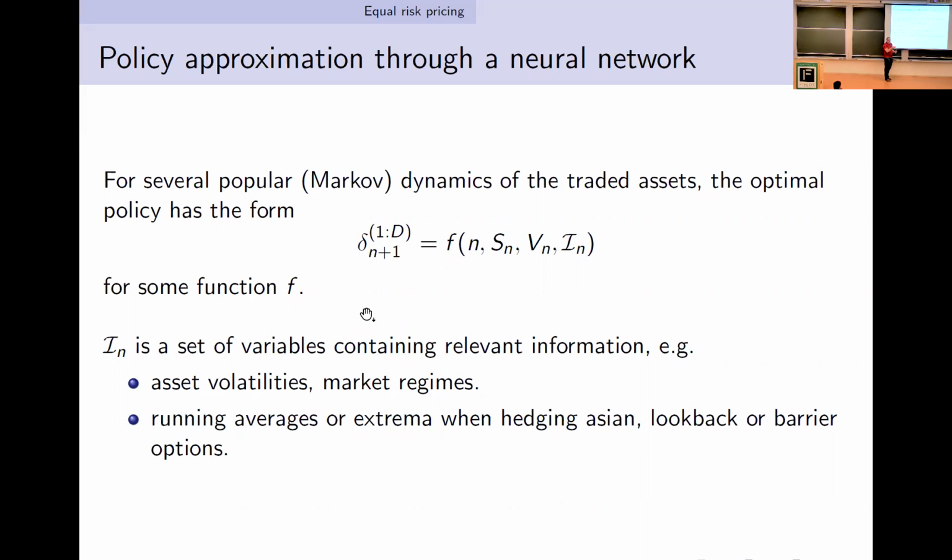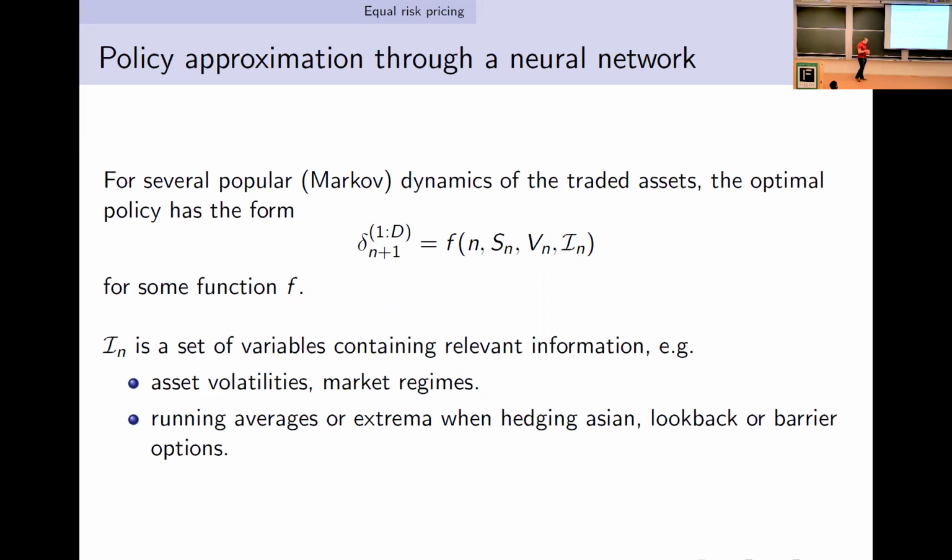Vn here is the current portfolio value. So if you've accumulated a lot of hedging gains, you might not behave the same way as if you're in a shortfall, let's say. And finally, In here is a set of other information. It can be market volatilities for the various assets, or for example the random variable Z, which includes running average or running maxima if you're hedging Asian options or lookback options, etc.